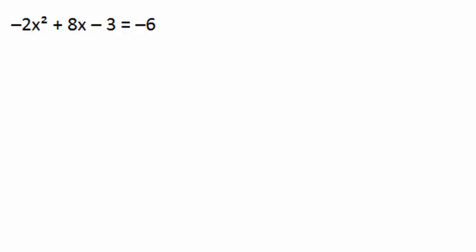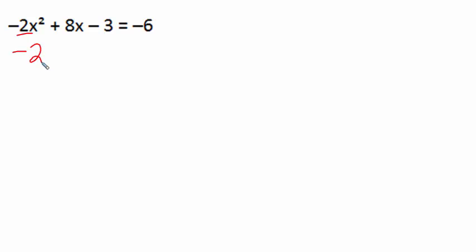On this problem, we need to complete the square in order to figure out the couple of solutions that there probably are to the equation. The problem is, before we can complete the square, we've got to deal with this negative, we've got to deal with this -2 sitting out front. And the way you deal with that is by factoring it out.